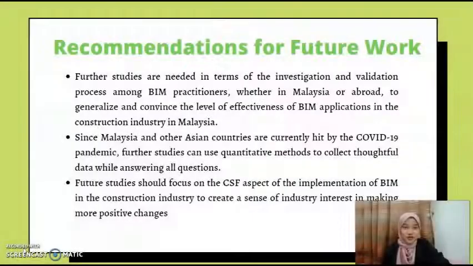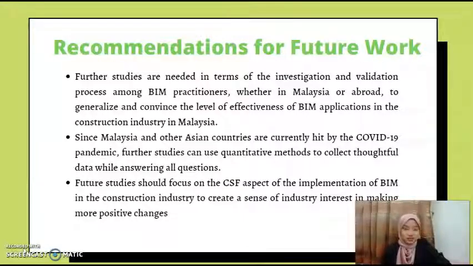And lastly, for our recommendations for future work, further studies are needed in terms of the investigation and validation process among BIM practitioners, whether in Malaysia or abroad, to confirm the level of effectiveness of BIM application in the construction industry in Malaysia. Since Malaysia and other ASEAN countries are currently hit by the COVID-19 pandemic, further study can use quantitative methods to collect thorough data while answering our questions.